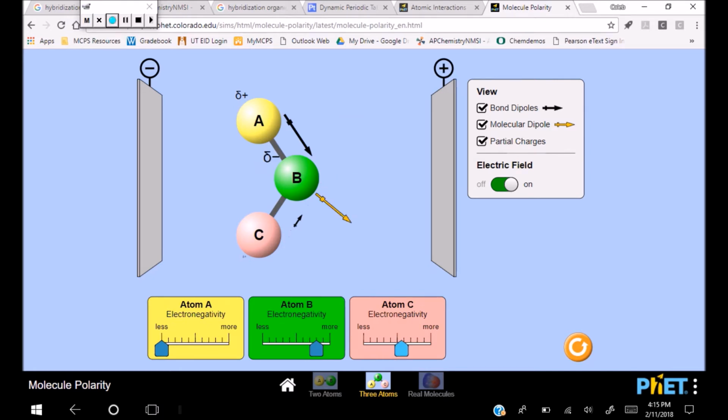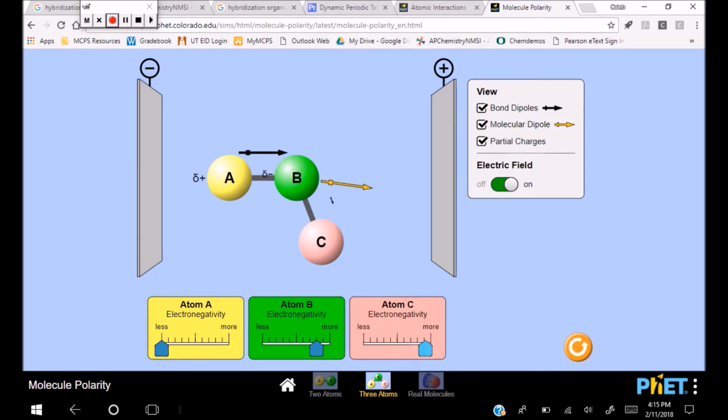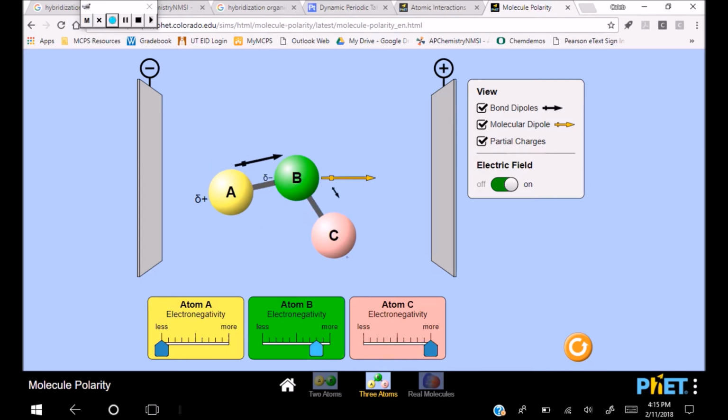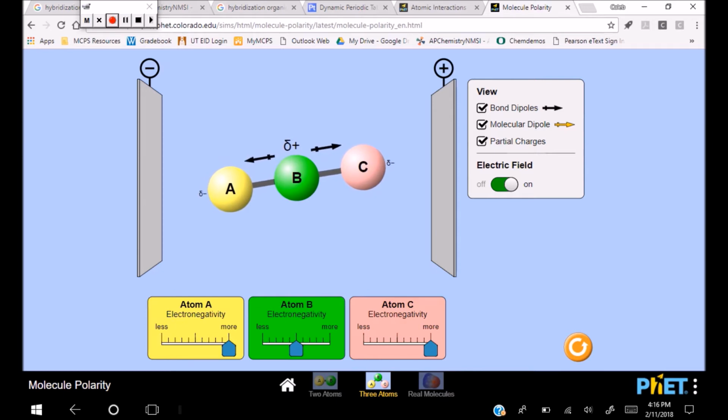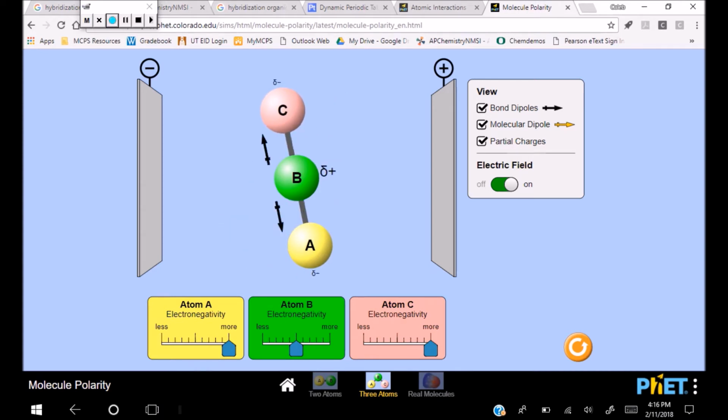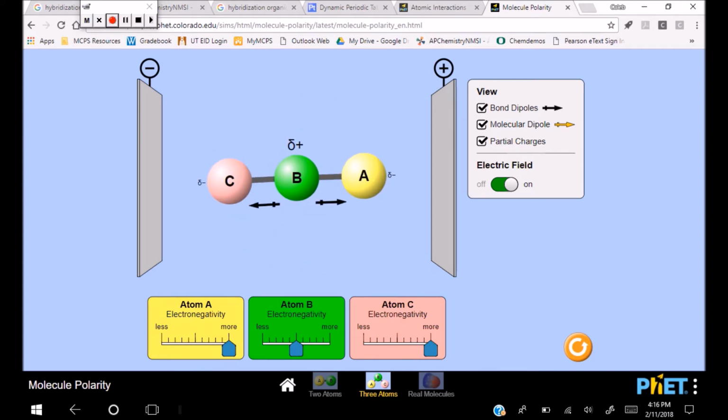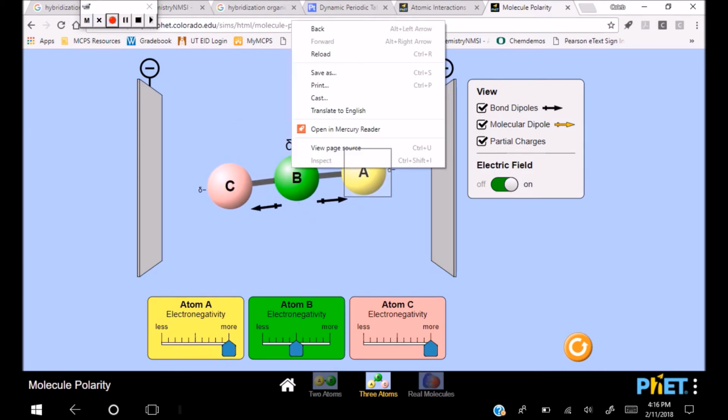I can even change my dipole so that it's more towards one end. I could have it where, say C was really, really electronegative, and my net dipole would be pointing towards that. Or I could have something like this, where I have a complete split, a partial positive and a partial negative on each side, but they pull on each other in equal and opposite directions, and they cancel out.